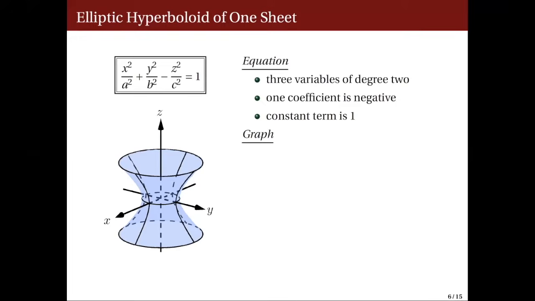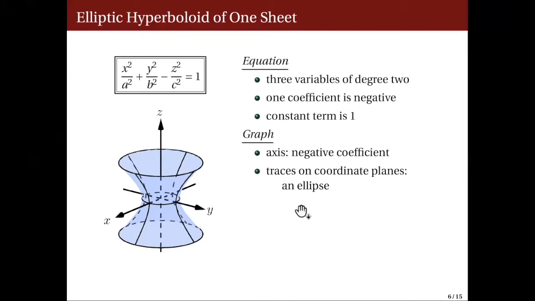For the graph here, we can consider the traces on the coordinate planes. Observe here that the trace on the xy plane is this ellipse. The trace on the yz plane is this hyperbola. And the trace on the xz plane is another hyperbola. So the traces consist of one ellipse and two hyperbolas.